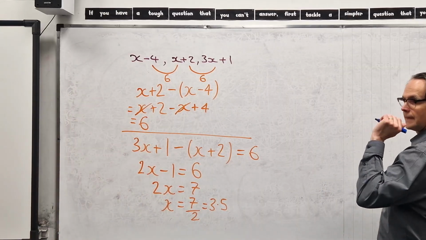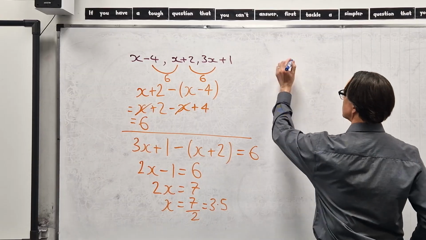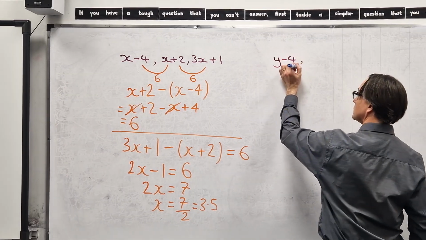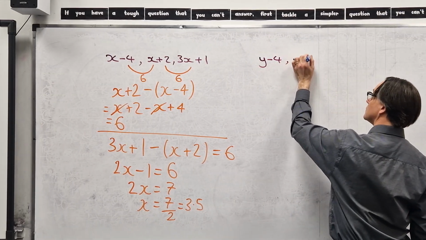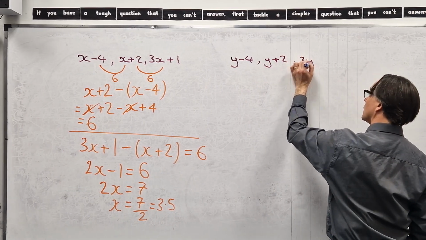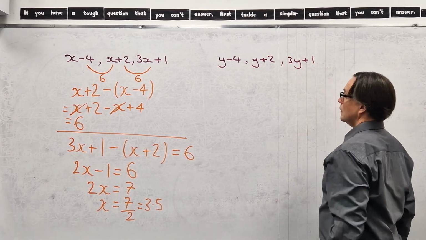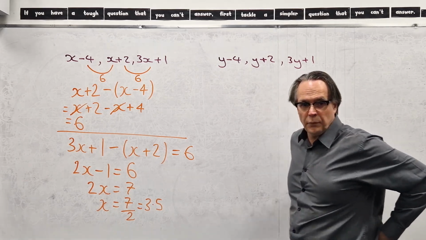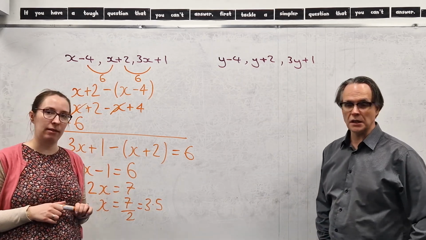Okay, so the terms for part B are y minus 4, y plus 2, and 3y plus 1. And it says find the possible values of y. Right, but this is a geometric sequence.